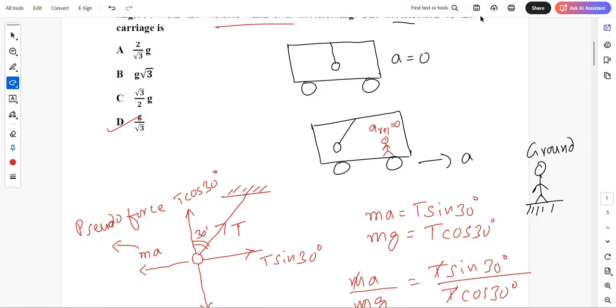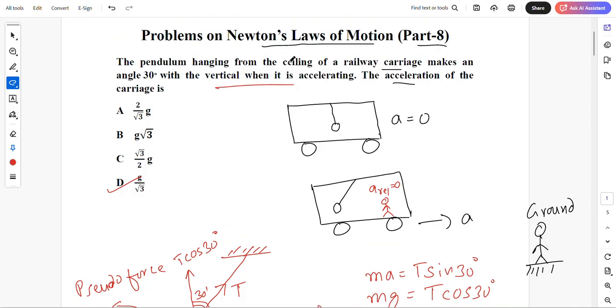Students, hope you understood. When A is equal to 0, the pendulum is like this. This is a railway carriage. It is not accelerating. If it starts accelerating in this direction, the pendulum will move to the left side. Now I will go and stand here. A relative is 0 because I cannot see the movement of the railway carriage here.